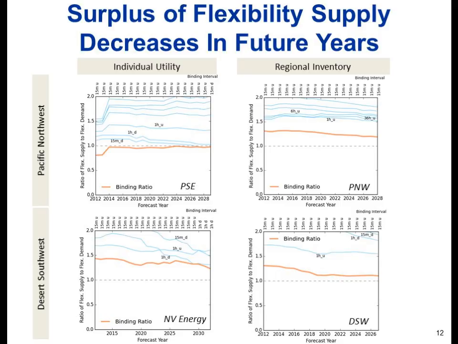Another interesting note is that the regional collection of IRPs, that's in the right column, and if we focus this on the Northwest, the regional collection had a flexibility surplus, which indicates that there might be some opportunities for Puget Sound to collaborate with other utilities and utilize some of that surplus flexibility in neighboring areas.